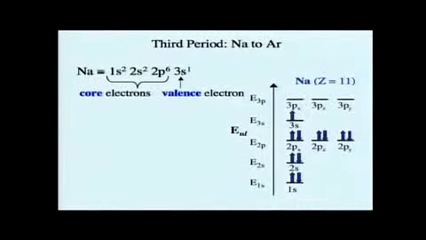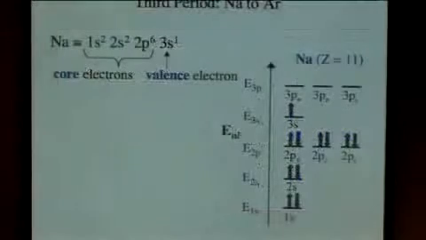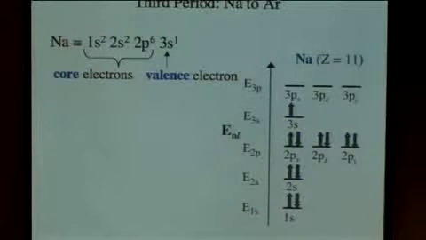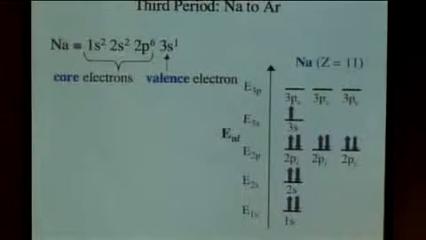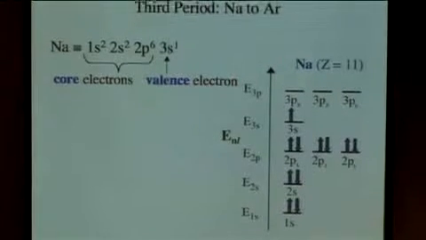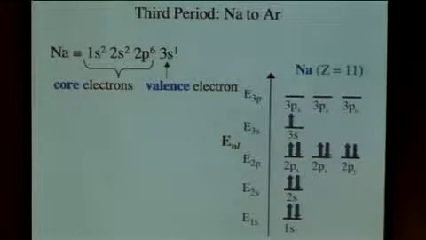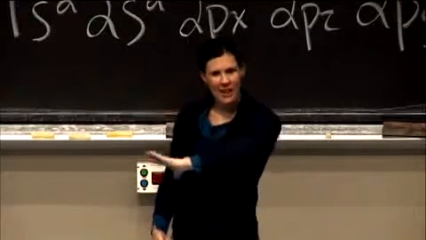So if we're talking about the third period, that starts with sodium and it goes all the way up to argon. So if we write the electron configuration for sodium, which you can try later, hopefully you would all get it correctly, you see that this is the electron configuration here, 1s2, 2s2, 2p6, and now we're going into that third shell, 3s1.